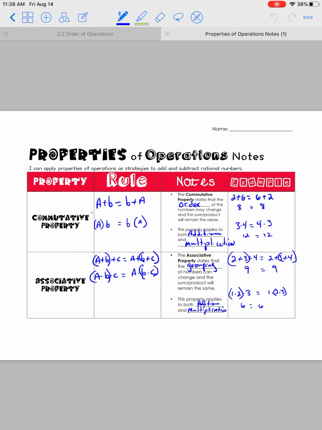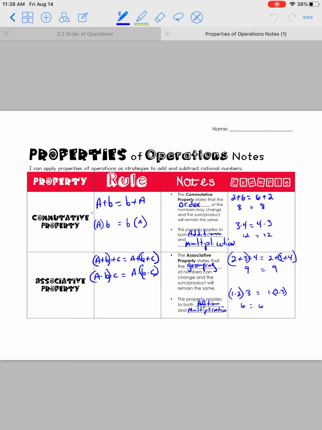Hey folks, let's review order of operations, or properties of operations, I should say, not order. Those are two different things. Properties of operations. We've got 5 of them we're going to cover, okay? First, we're going to cover the commutative property.